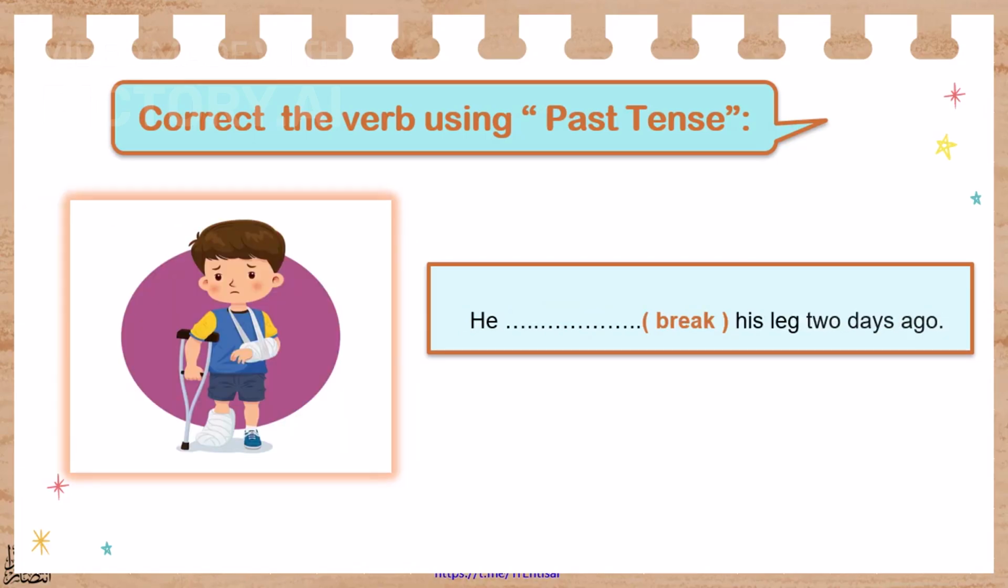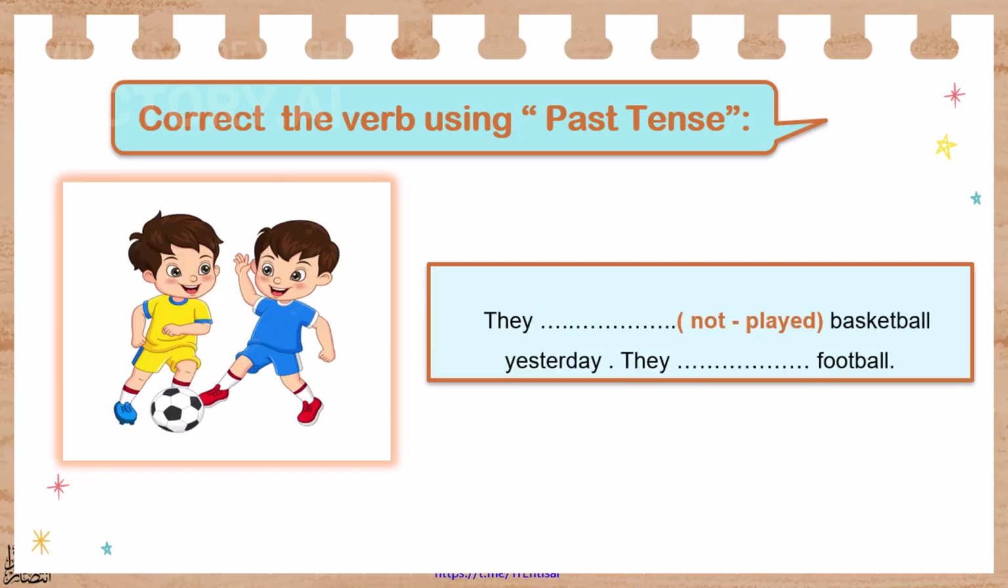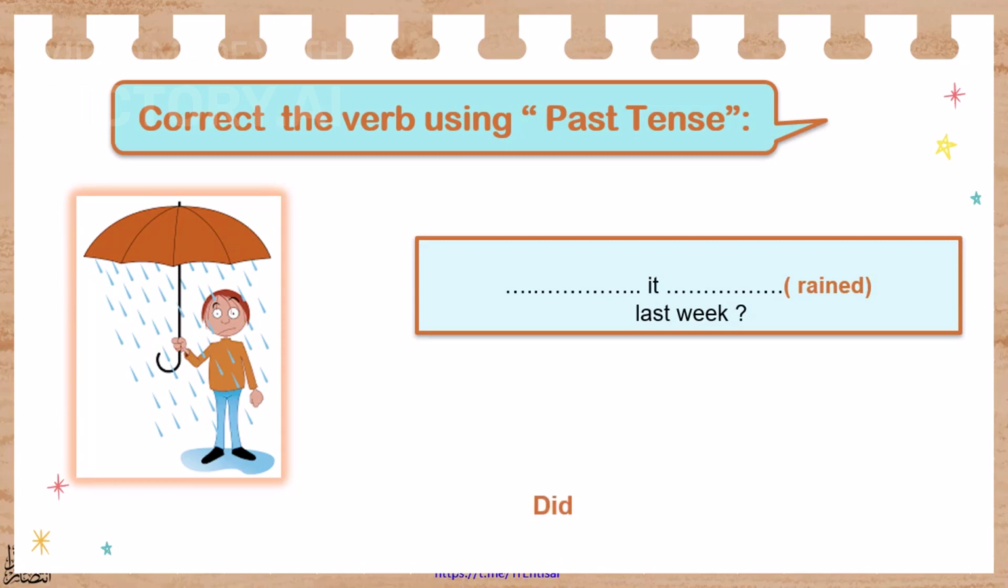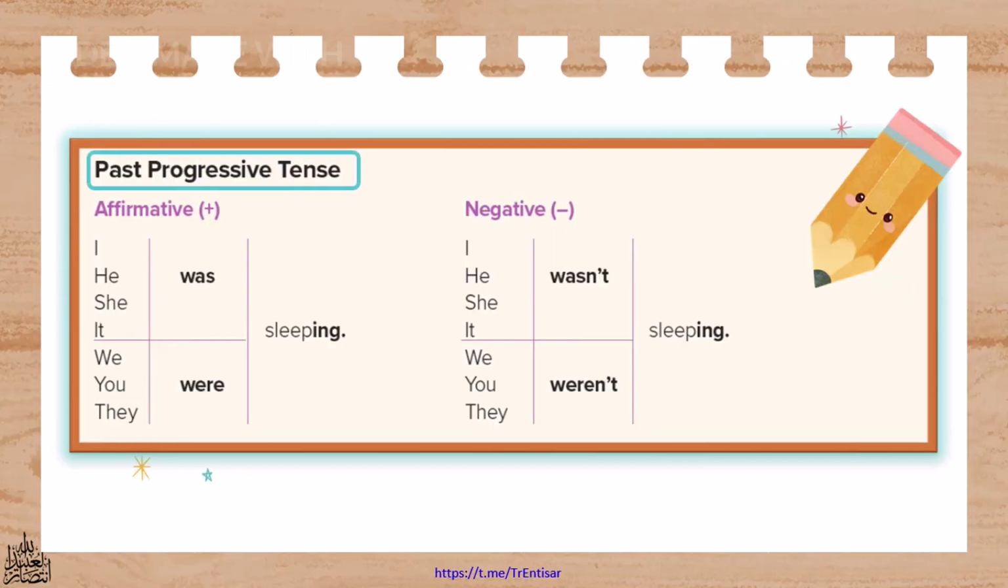Continuing with our practice, we'll correct more verbs to their past tense forms, ensuring you can confidently use them in sentences. We'll further practice correcting verbs to past tense, focusing on both affirmative and negative forms to enhance your skills. Let's tackle questions in the past tense, practicing how to form them correctly using did and the base form of the verb.